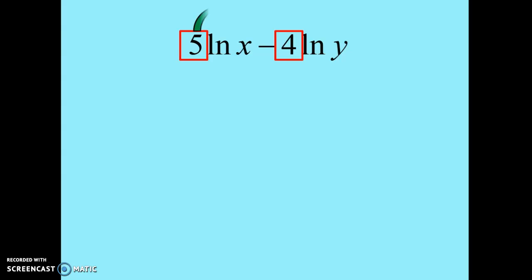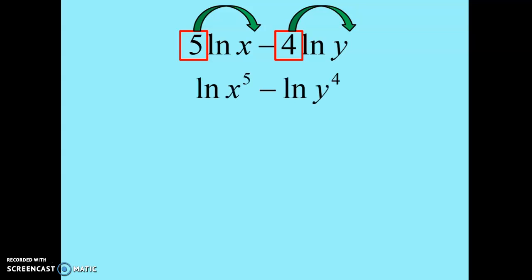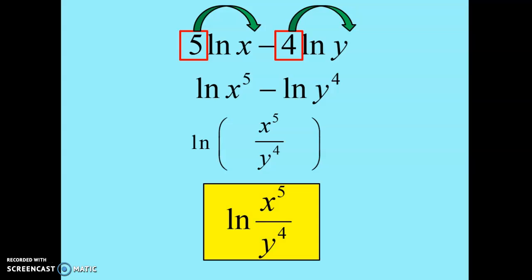So hopefully you've tried numbers 4 and 5 out, and you're back for more. And here we go. We have 5 natural log of x minus 4 natural log of y. The 5 and 4 are both coefficients in front of the natural logs, and they're both going to become exponents on their respective variables. Now we have x to the 5th and y to the 4th. Because we're subtracting, we're going to divide x to the 5th by y to the 4th. So we have natural log of x to the 5th over y to the 4th. And that's our answer.